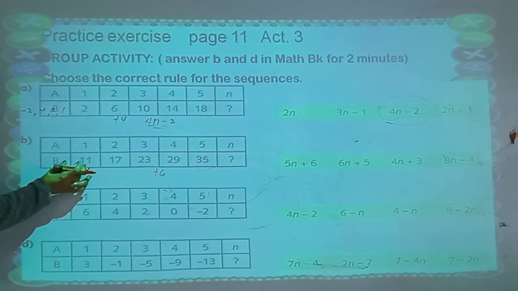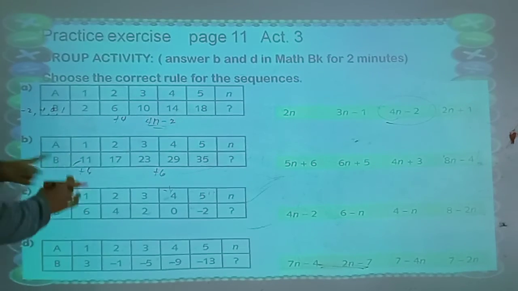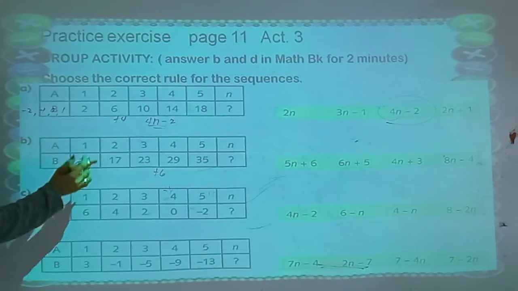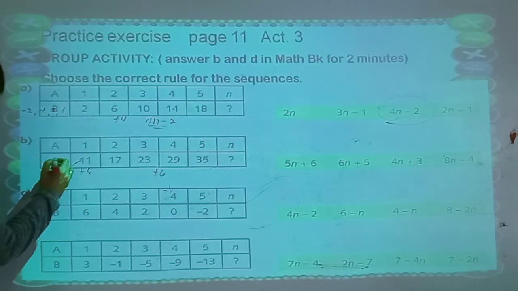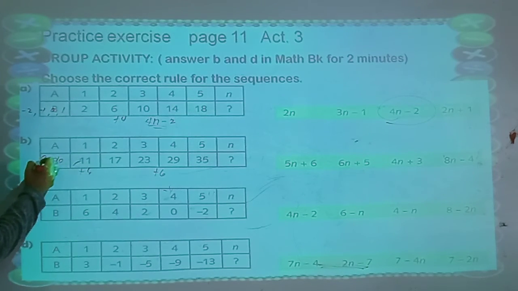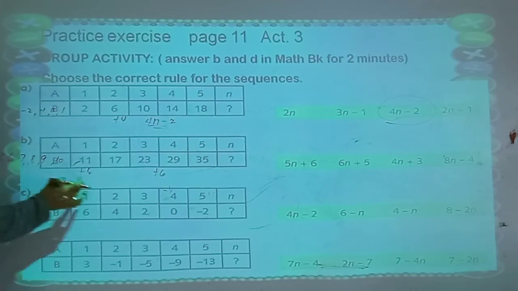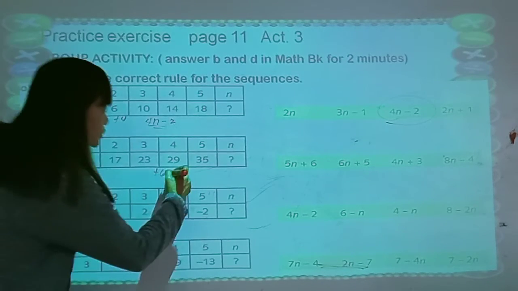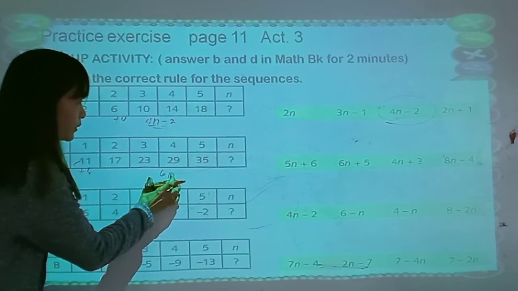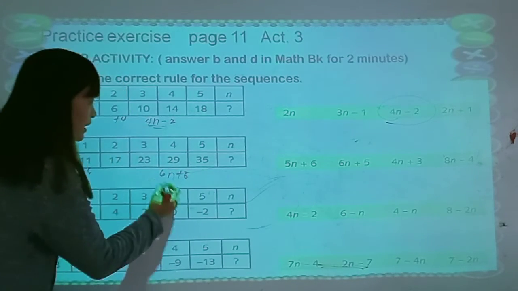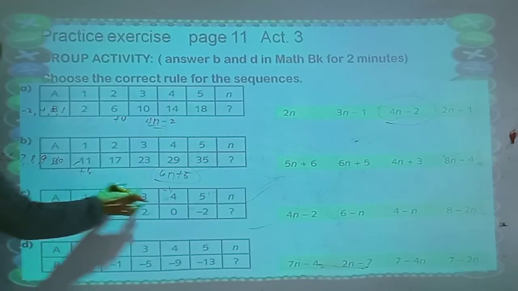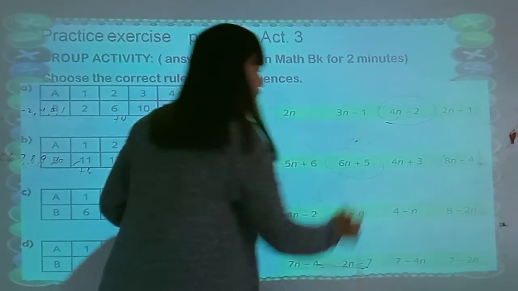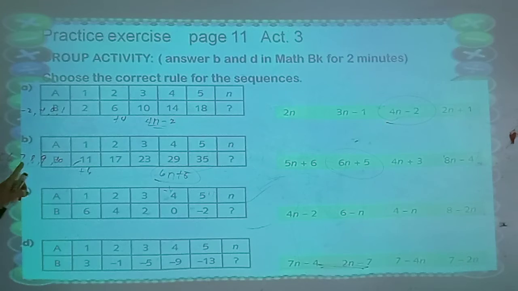Now look at the previous number. We have 11. If this is 11, the previous will become 10, then 9, then 8, then 7, then 6, and then the last one is 5. So 1, 2, 3, 4, 5, 6. It means that we need 6n. This is the formula: 6n plus 5. So again, class, where is the 6n plus 5? This is your answer. 6n plus 5. Can you follow, class?